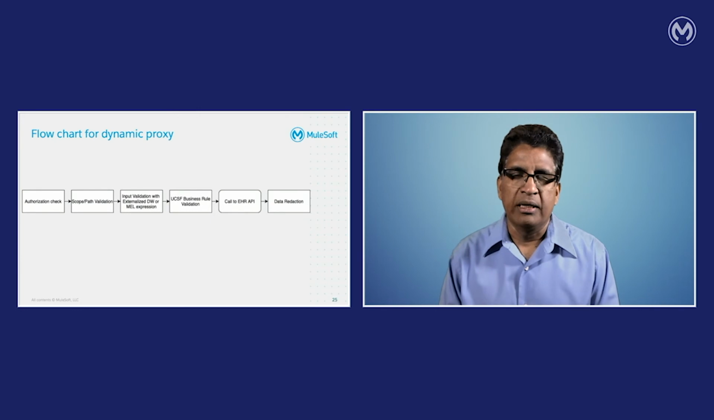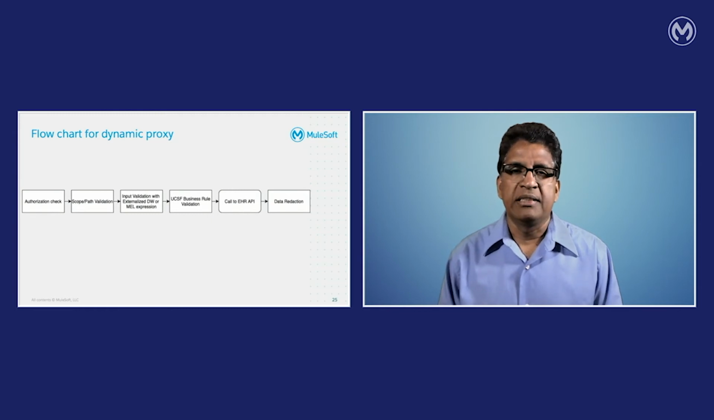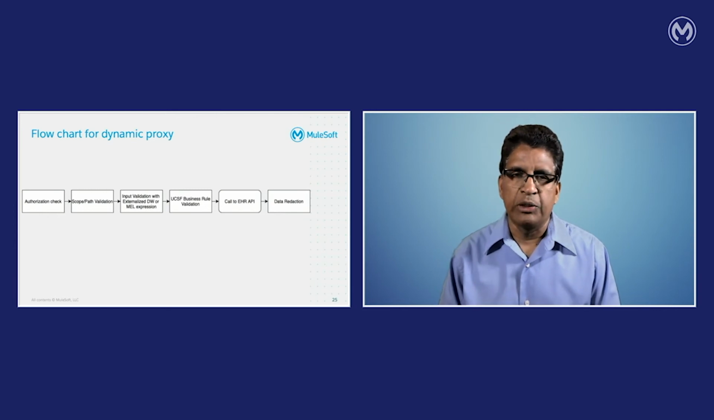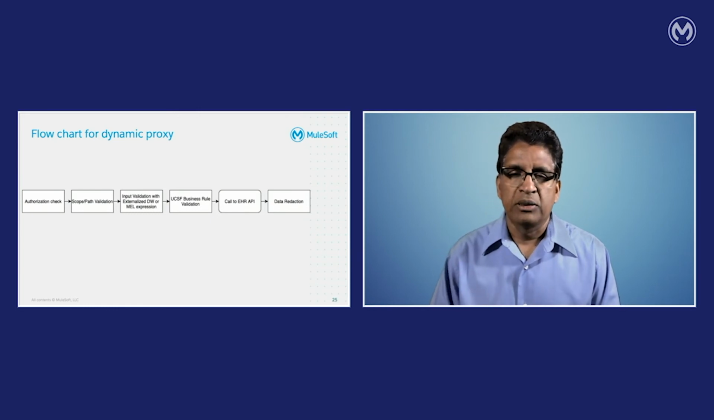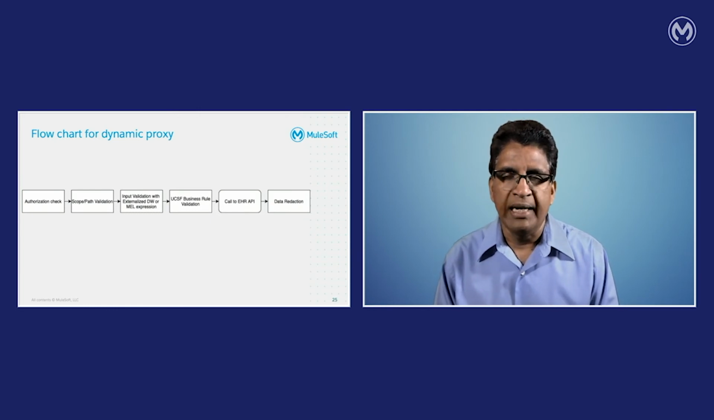You cannot call the data. Then if they are allowed to get the data for a UCSF patient, we have to do additional checking whether that patient is a confidential patient or not. If it's a confidential patient, then we have to check whether the user has access to look at the confidential patient data or not. So those are all additional business rules validation that we do in the proxies.